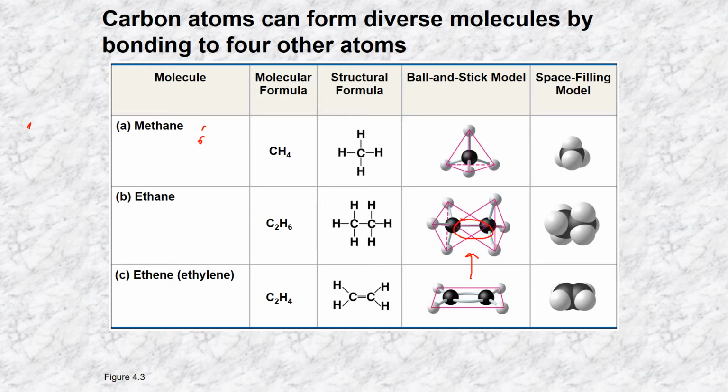Now I'm going to direct your attention to the names here. We have methane, ane. We have ethane, ane, and then we have ethene. Look at ethane and ethene. Both have two carbons as their base skeleton. However, ethene has a double bond. Whenever there's a double bond in a compound, often the suffix is ene.